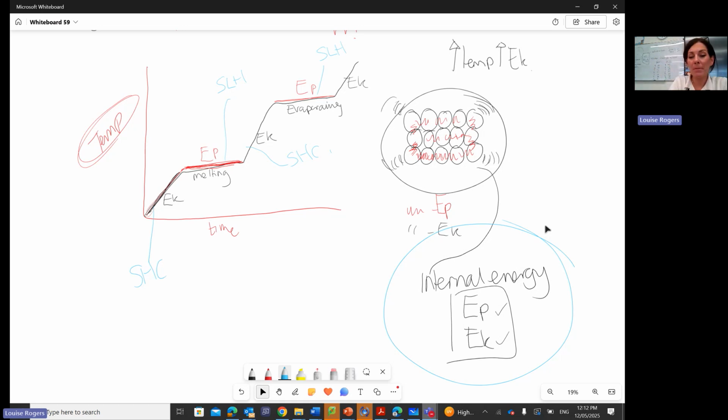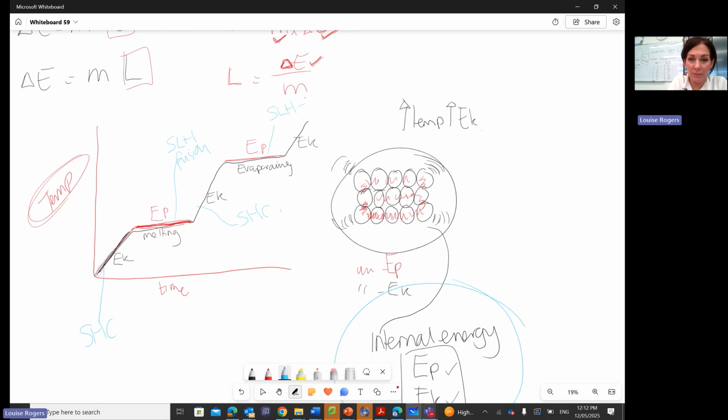Oh, that's what I wanted to say. We have specific heat capacity, and specific latent heat of fusion here. And then we've got specific latent heat of vaporization up here. So remember, there's two different types of specific latent heat. There's fusion, where it's melting, and there's vaporization, which is where it's evaporating.